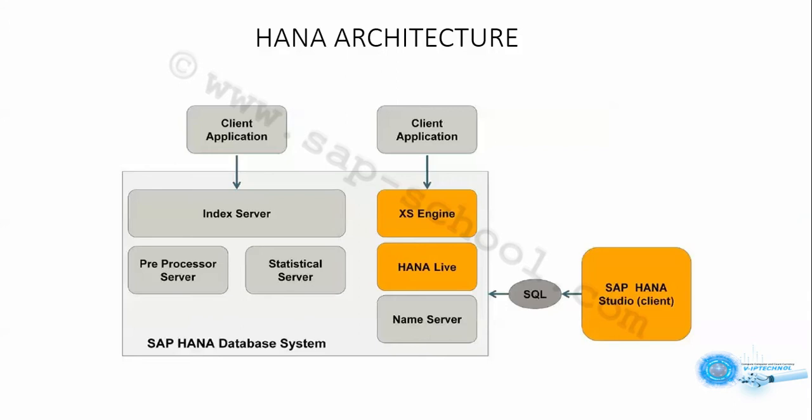After that, we have the index server. My index server contains the data stores and engines for processing the data, considered the heart of HANA. Then we have the preprocessor server. The preprocessor server is used by the index server to analyze the text data and extract the data from text when called via the search option.